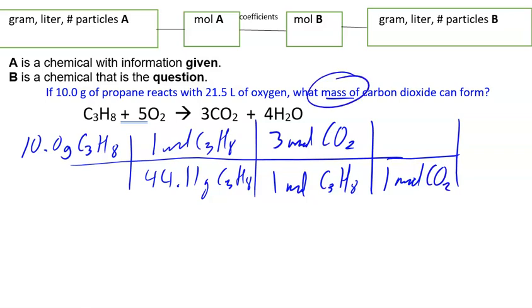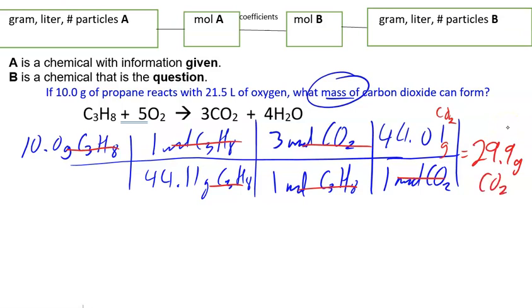So that's going to be 16 and 32, and then another 12. So that's going to be 44.01. The actual units will cancel. These units will cancel, leaving you grams of CO2. And that's what we're looking for. So we just do the calculation, and I got 29.9 grams CO2.